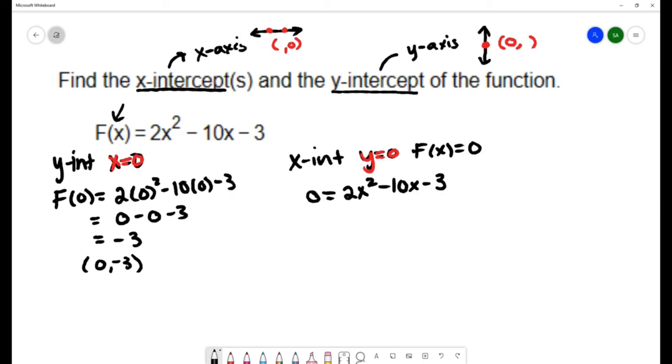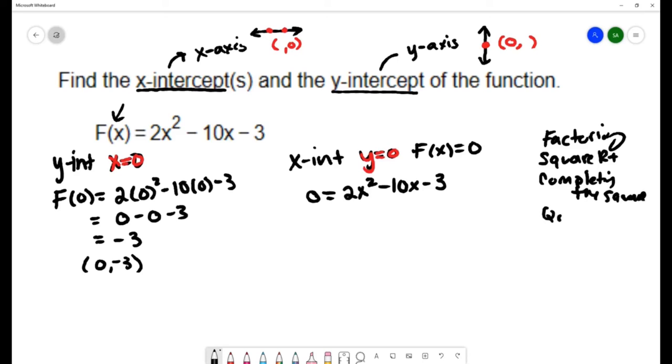Now we have lots of different methods for solving quadratic equations. We have factoring. We have the square root method. We have something called completing the square. And finally, we have the quadratic formula. All of them have good value. I recommend learning them all.